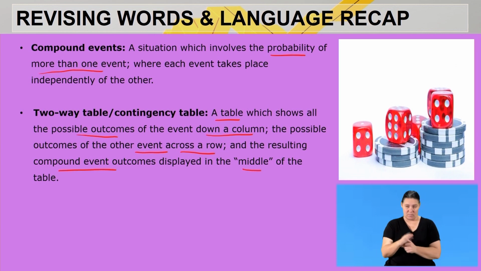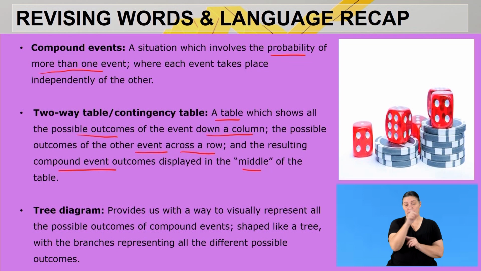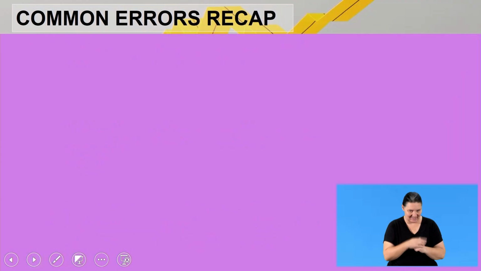And then lastly, we looked at a tree diagram, where we indicated that a tree diagram provides us with a way of visually representing all the possible outcomes of compound events. It's shaped like a tree with the branches representing all the different possible outcomes. Okay, so I hope all of that is clear to you guys.